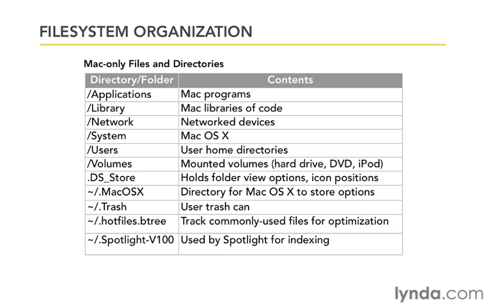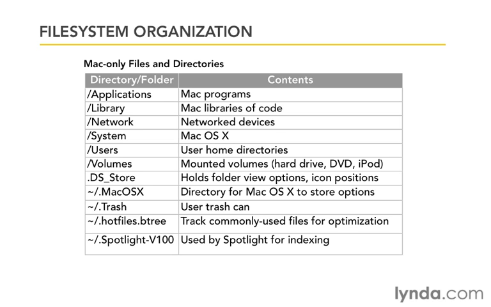Just notice that the applications and library are for Mac programs, not Unix programs, Mac programs. And library is for Mac libraries of code. We have a separate place for putting the libraries that Unix needs. These are just libraries that are used by Mac applications. System is where Mac OS X itself lives. And then users is what it uses for its home directory. It does not use /home to put the user directories. It puts them all in /users.